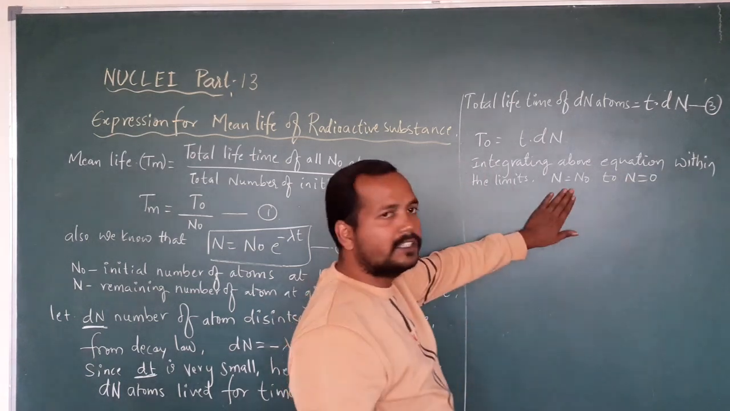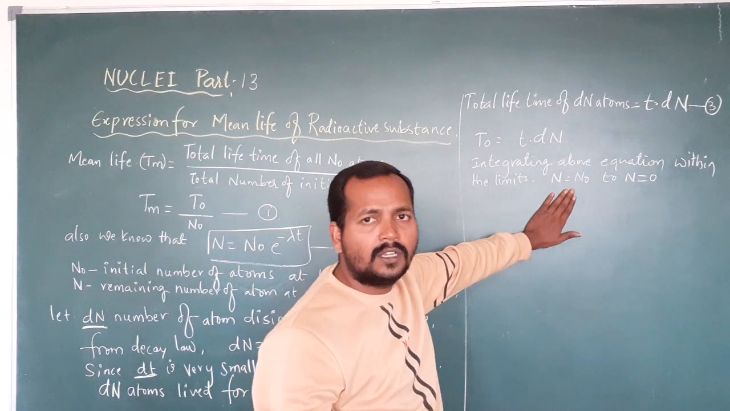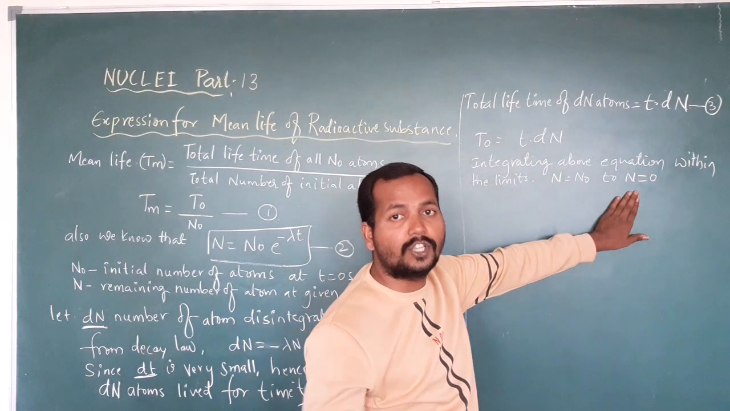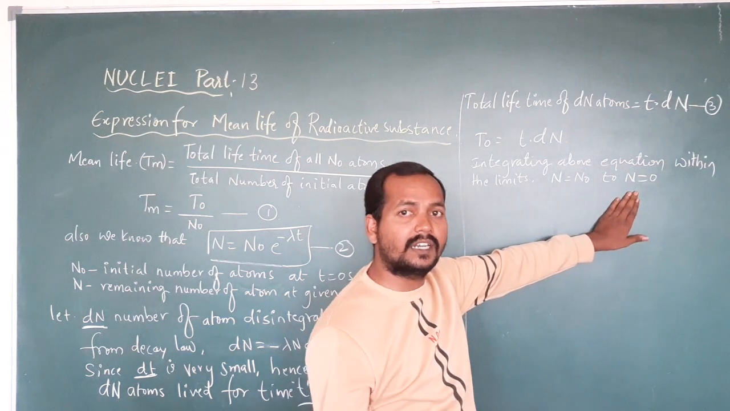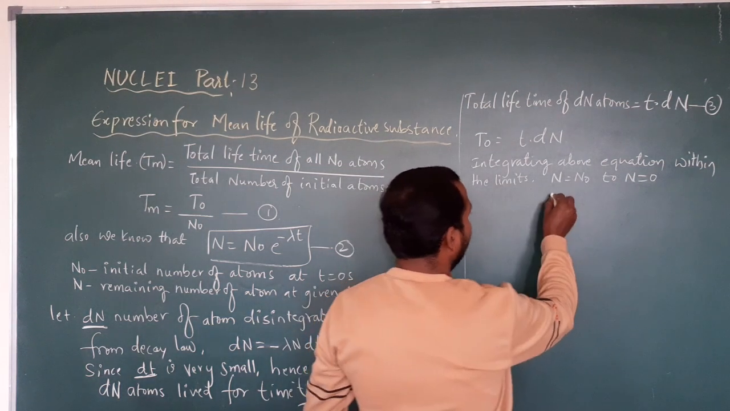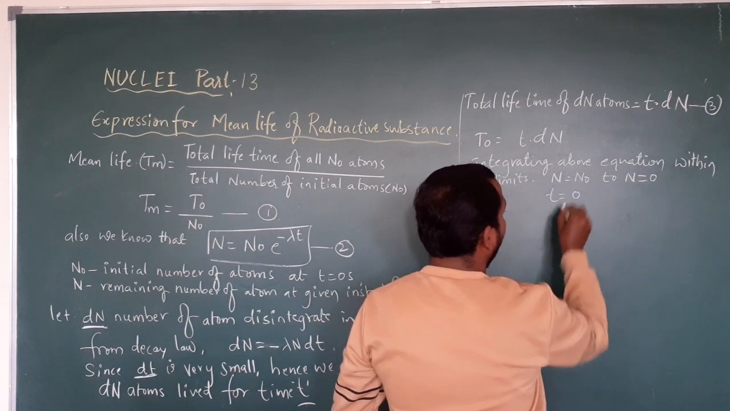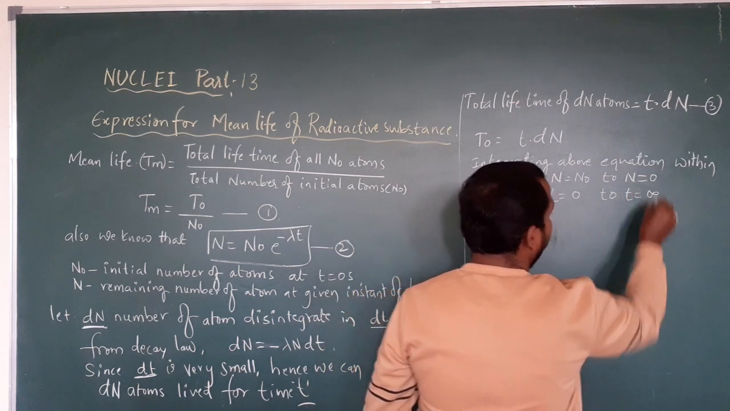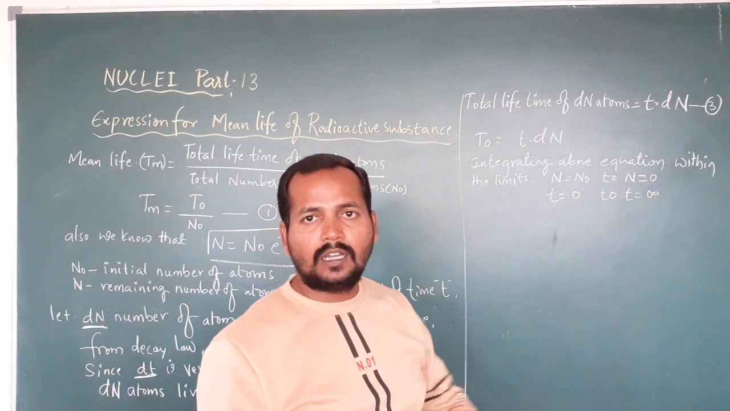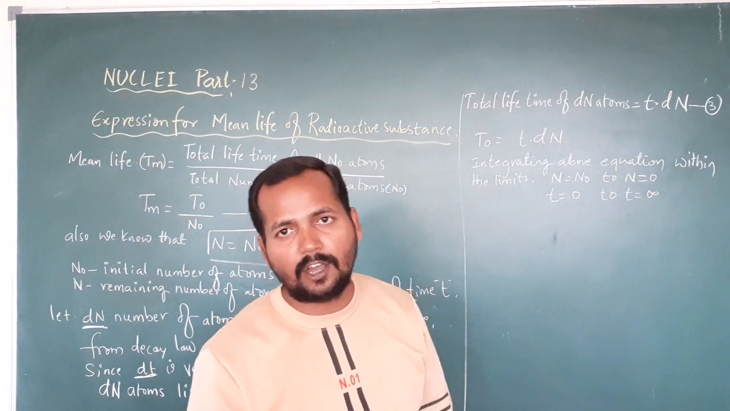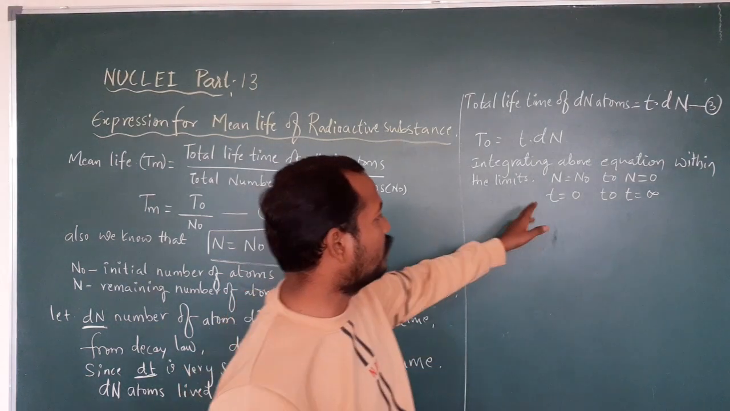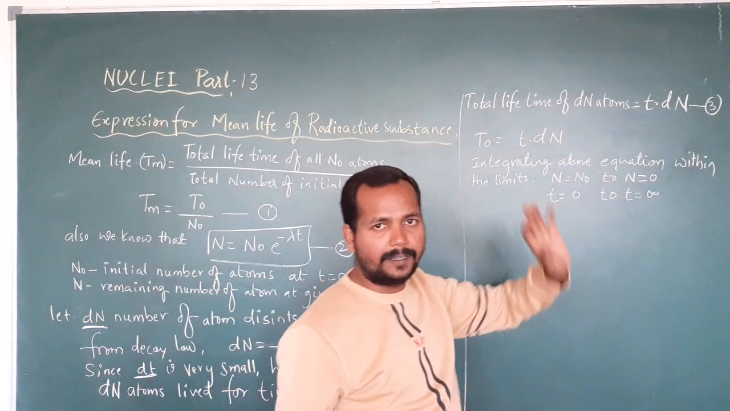Nothing but initially they have n naught number of atoms to disintegrate completely. That is, n becomes 0, right? Complete disintegration. And time t equal to 0 when it is n naught, to t equal to infinity, because the complete disintegration of the radioactive substance takes place at infinity. So that's why t equal to 0 to t equal to infinity.